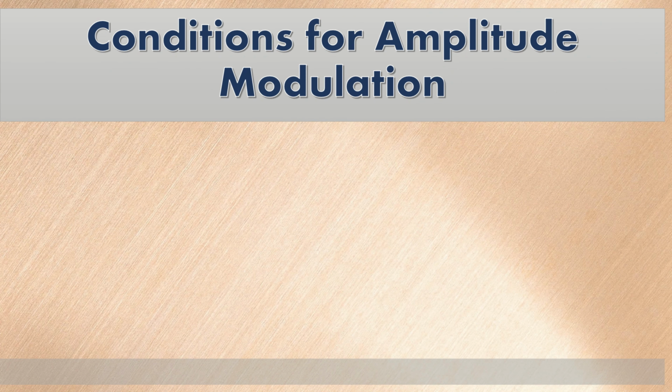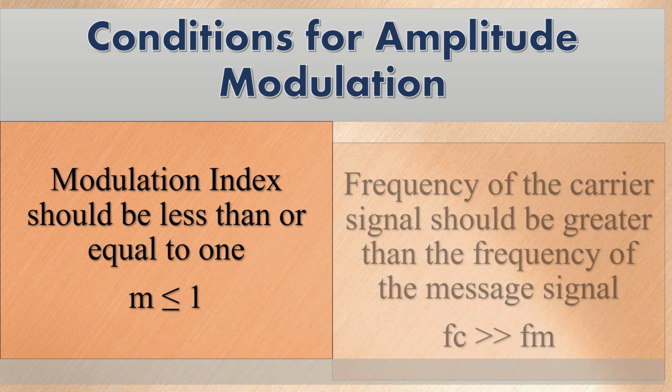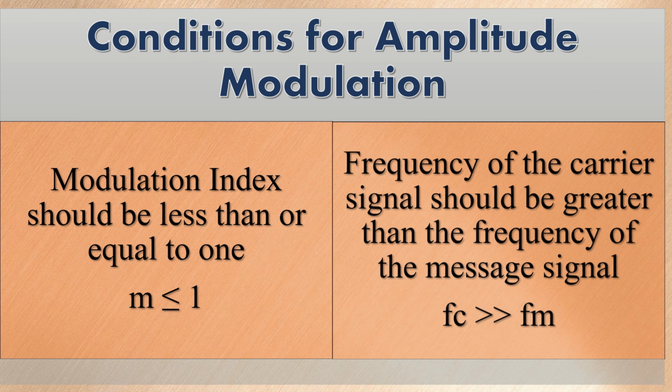So, in amplitude modulation, two conditions should be satisfied. The first one is that the modulation index should be less than or equal to 1, and the second one is that the frequency of the carrier signal should be greater than the frequency of the message signal.